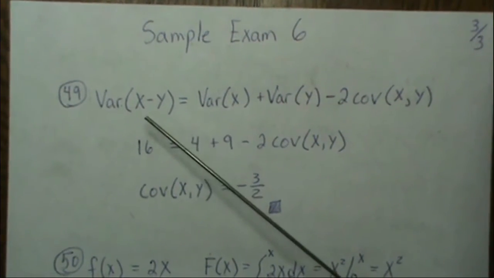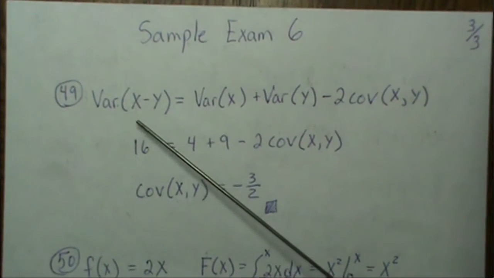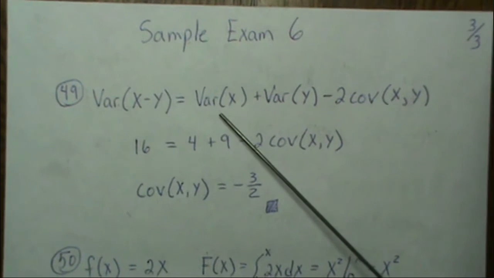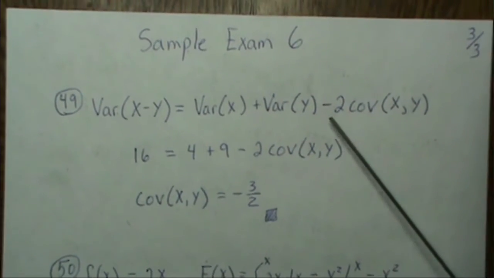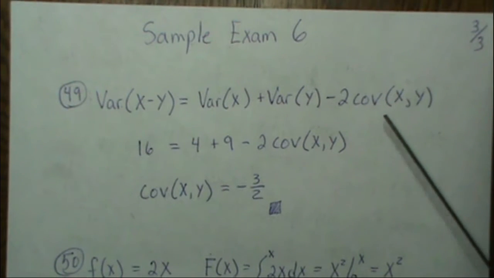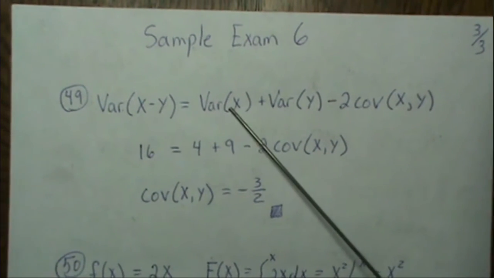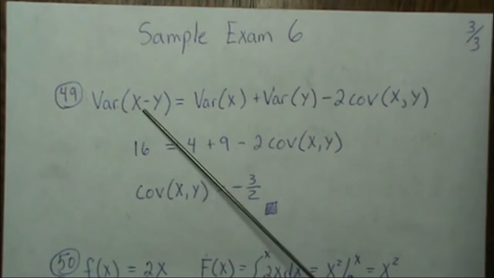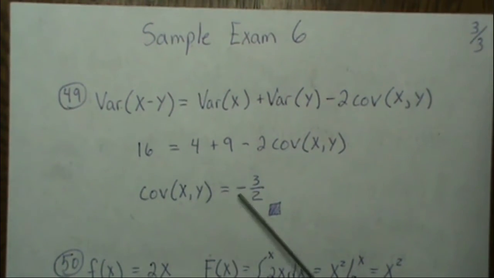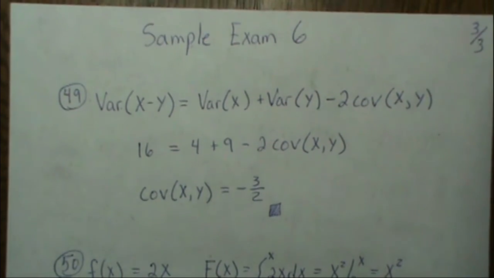If we're looking at the variance of x minus y, that can be written as the variance of x plus the variance of y minus 2 times the covariance of x and y. We're given the variance of x, and we're given the variance of this difference, and then we can solve that for the covariance of x and y, which is equal to 3/2.